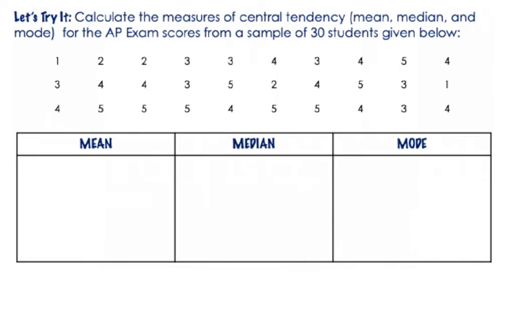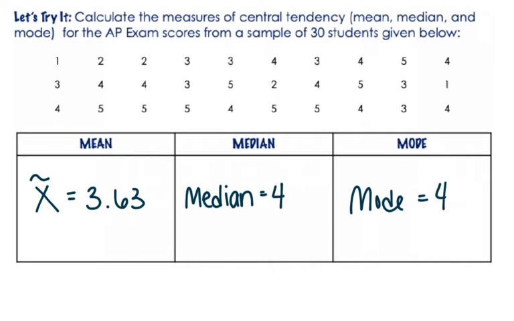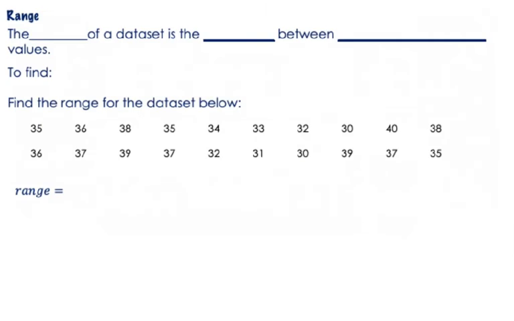Alright, so I want you to try this one. I want you to pause the video and see if you can do it. Tell me what the mean, median, and mode is for this data. So try it in 1, 2, 3. Alright, so mean, I got 3.63. For median, I got 4. And for mode, I got 4. And there was only one mode because 4 occurred more than anything else. If you have extra questions about that, you can message me.